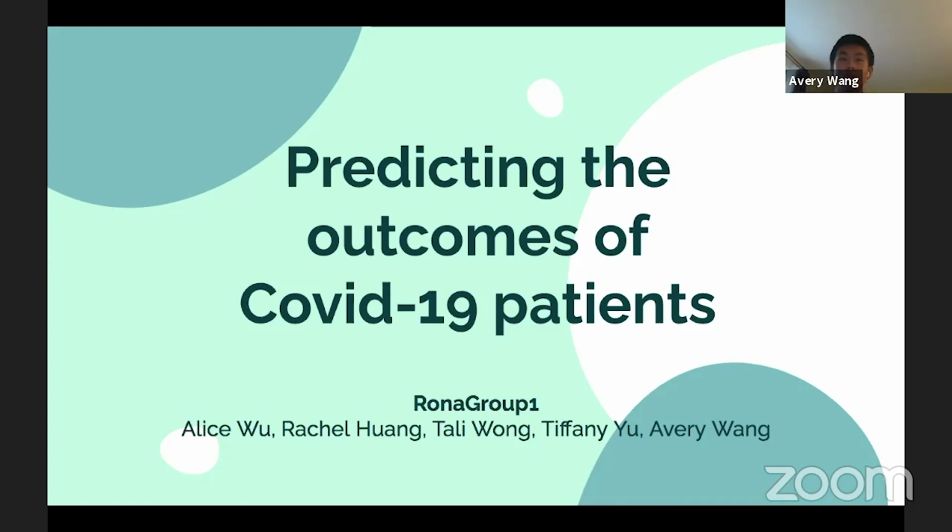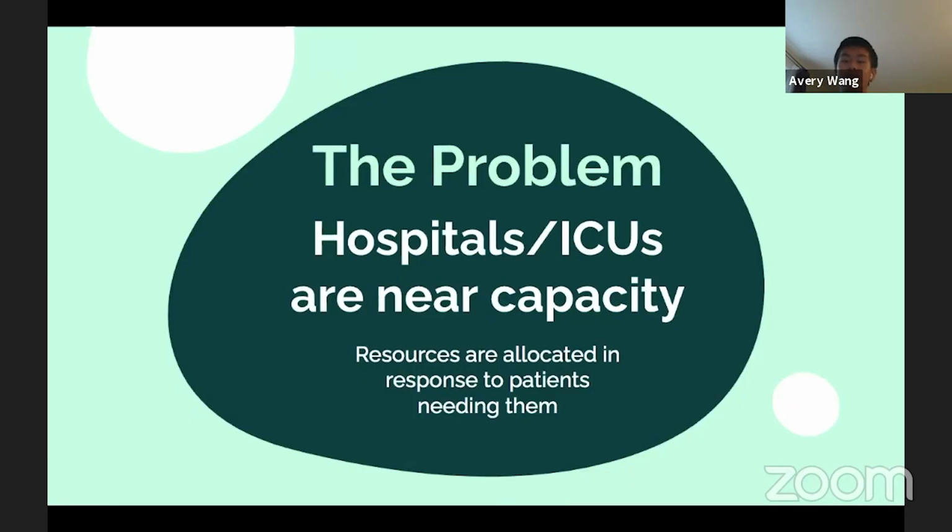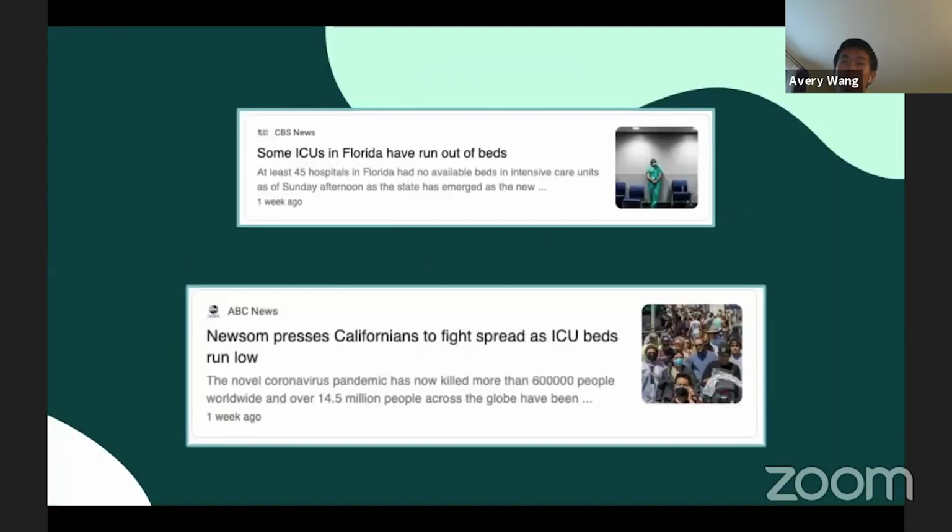So for our project, we created a model to predict the outcomes of COVID-19 patients. As mentioned in our video, many hospitals are running low on capacity and running low on supplies as well, such as hospital beds and ventilators. And the primary problem is that these supplies are assigned reactively rather than proactively. So today, we'll be using machine learning in order to give the doctors a better idea of the amount of supplies and space they need so they can prepare in advance.